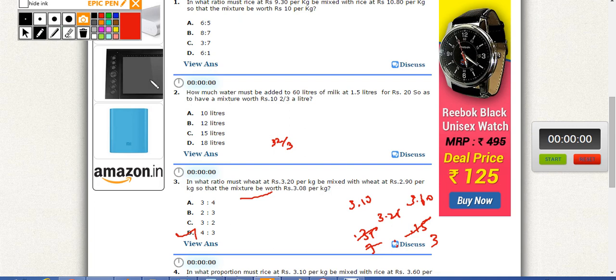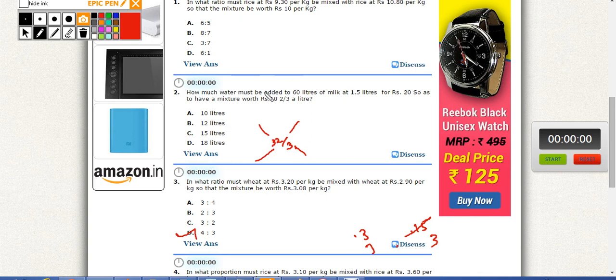Okay, that means you are mixing 2 things and you are getting this particular price, right? You are mixing 2 quantities and the average mixture price is 32/3 rupees. So what are those 2 things that you mix?